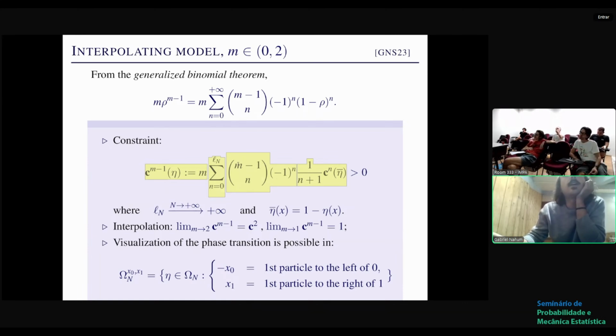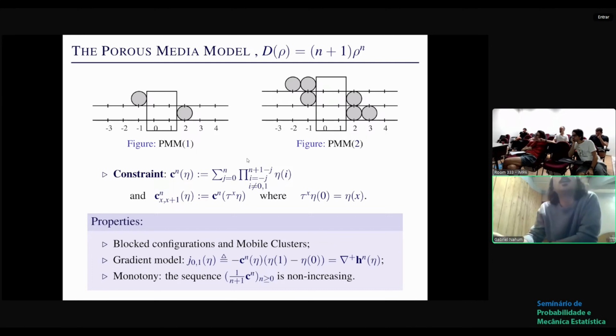But we can visualize the constraints in order to have some better feeling of the dynamics. And this is achieved in a particular quotient space. Because the Porous Media models, let me just go back here a little. Because the Porous Media models ask for these fully occupied windows, if we know where the first empty site is to the left of 0 or to the right of 1, then we know the occupation value of all of these windows here. So we just need to parameterize by the first empty site to the left and to the right, and we can get the whole picture of the rates.